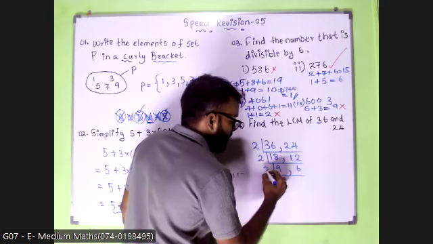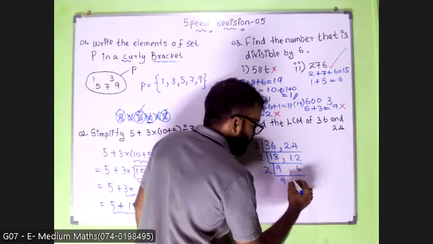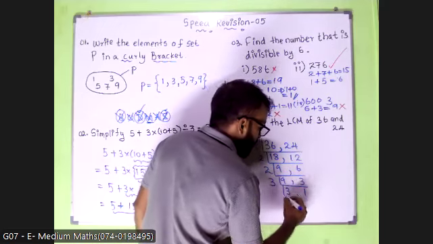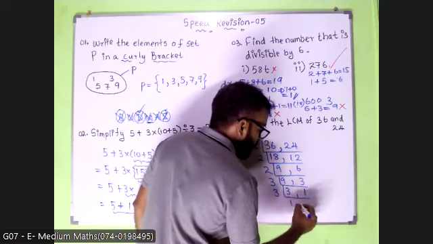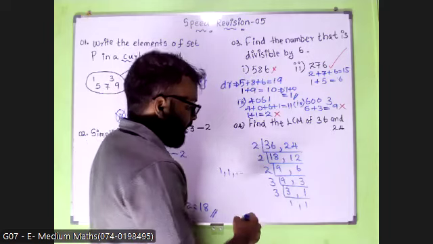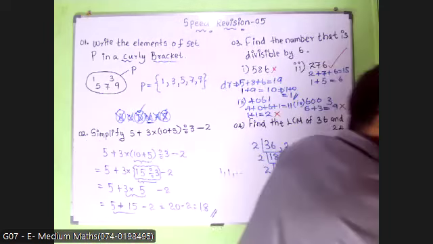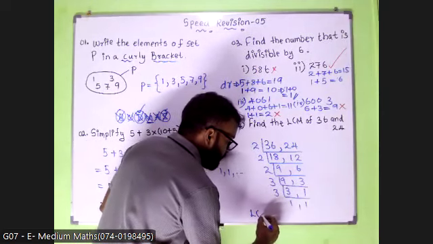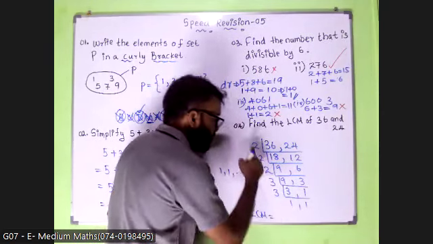Again, 6 can be divided by using 2. So it will give me 3. Then 9 and 3. I have to use 3. 3 times 3. 3 times 1. Again, I have to use 3 to divide. 1, 1. So this is how we are going to divide. And what is the answer for the LCM? How do you obtain the least common multiple by using these numbers?